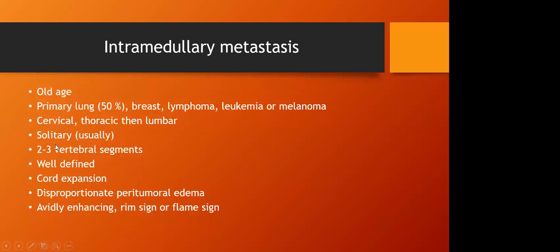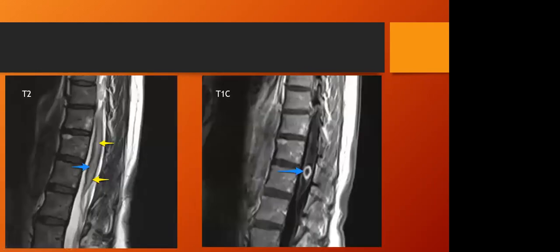Solitary in most of the cases, extending over 2 to 3 vertebral segments, well-defined, causing cord expansion, and the striking feature is the disproportionate peritumoral edema, avidly enhancing or could present with rim sign or flame sign, representing hyperdense areas extending from the tumor cranially or caudally. This is the flame sign.